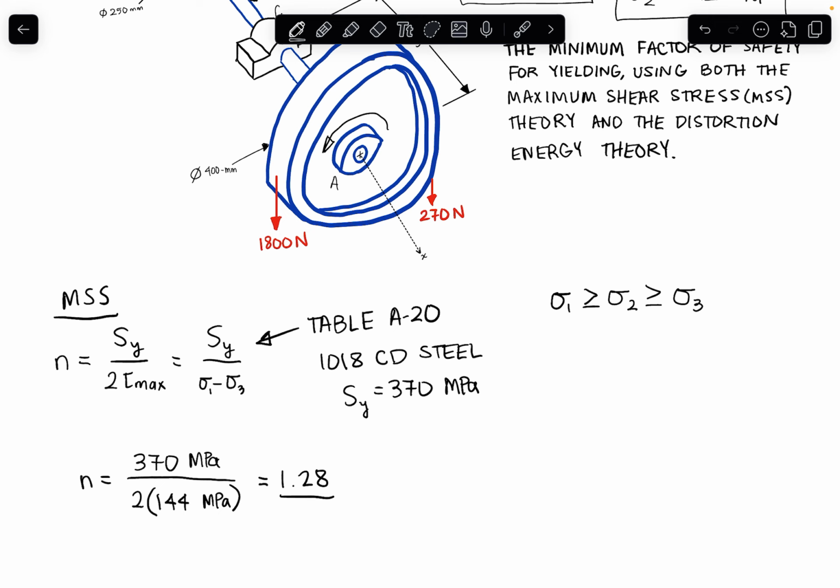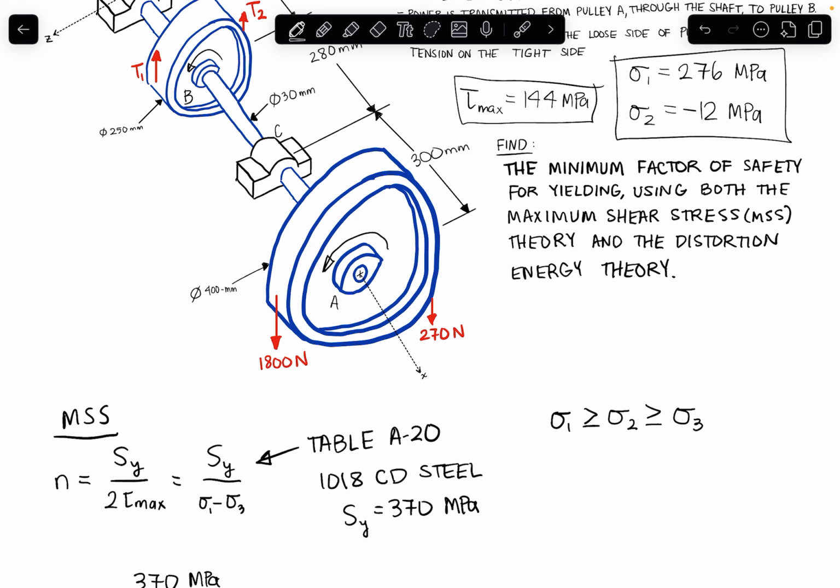And so if we have a stress state with two principal stresses, that means that our third principal stress must be 0, because we're looking at a state of plane stress here. So if I order my principal stresses, I would have sigma 1 is 276 megapascals, which is greater than or equal to 0.